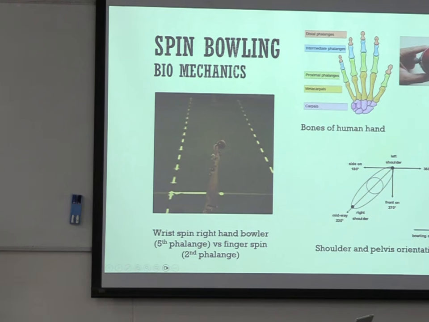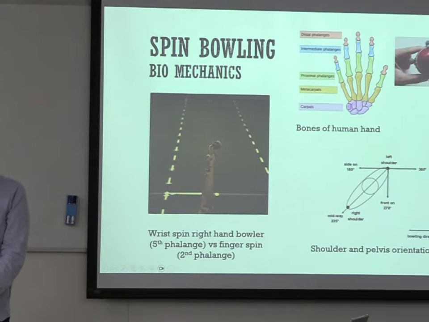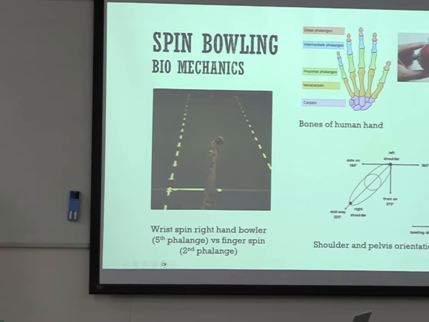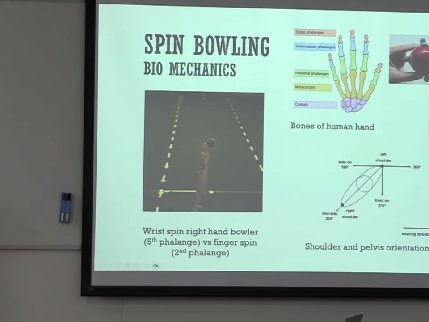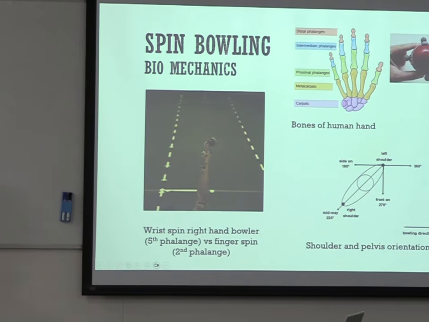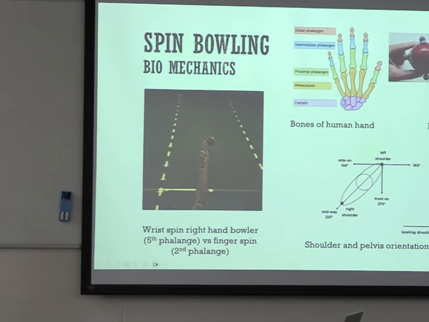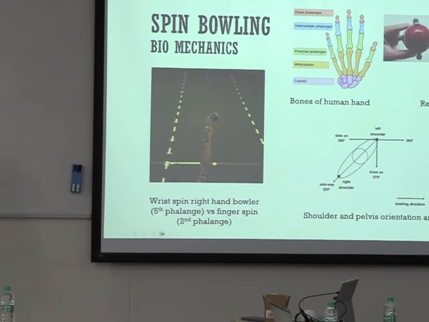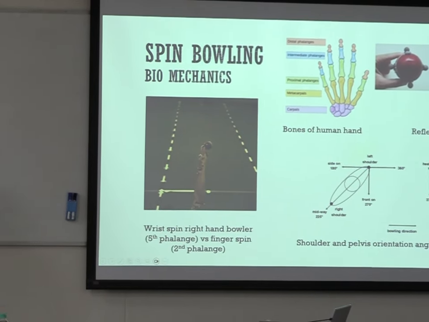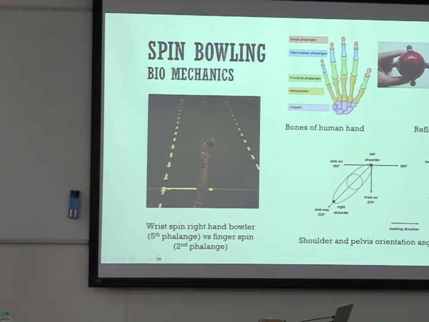Now everyone understands spin bowling. Everyone has seen a spin ball being bowled. You may have never bowled it, but you may have at least seen it. And from the perspective of mechanics, it is studied using kinematics, in the sense you measure the velocities and accelerations at different parts. So let's first see, there are two kinds of spin bowling. One is the wrist spin and the other is the finger spin. Okay. Most people don't know about it, so don't worry if you didn't know about it.